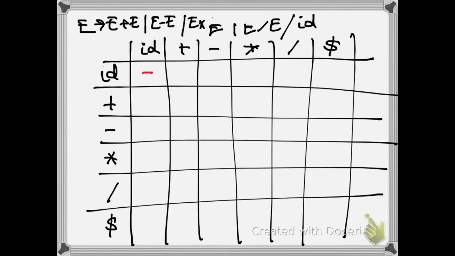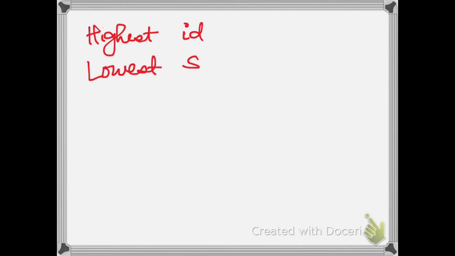So you can say that ID and ID will never appear. Now out of all these, ID always has the highest precedence. Okay, so the highest is ID and the lowest precedence is $. This you keep in mind.